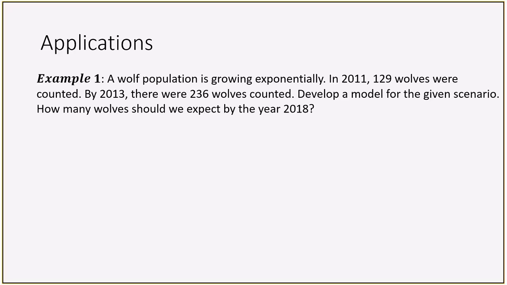So in this case, we have a wolf population. You're told that in 2011 there is 129 wolves. In 2013 there is 236 wolves. Develop a model for this scenario. Now, I should have written this in the question. It should tell you develop an exponential model. Yes, we're dealing with population, so exponential functions are the best way to model population, but I should have specified it because you could have just as easily shown a linear model for this situation. Wouldn't have been very good, but it would have worked.